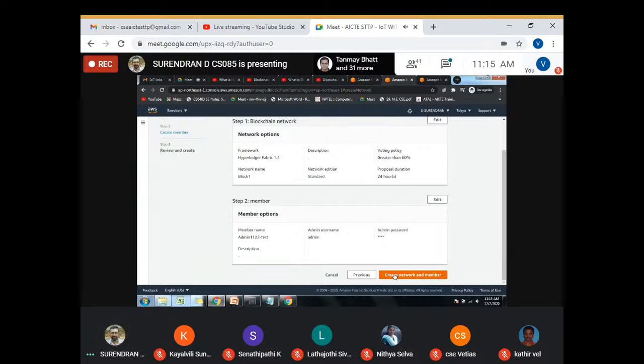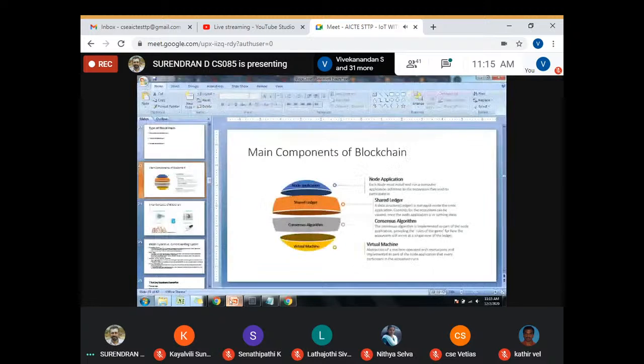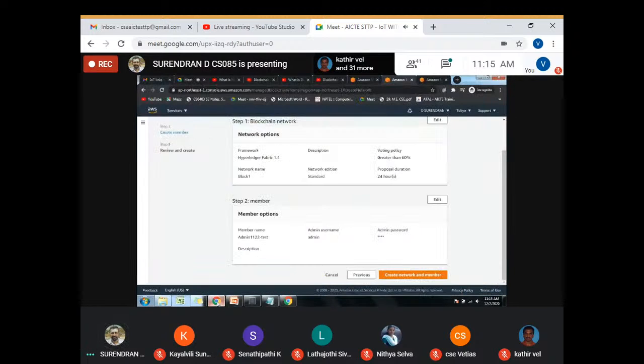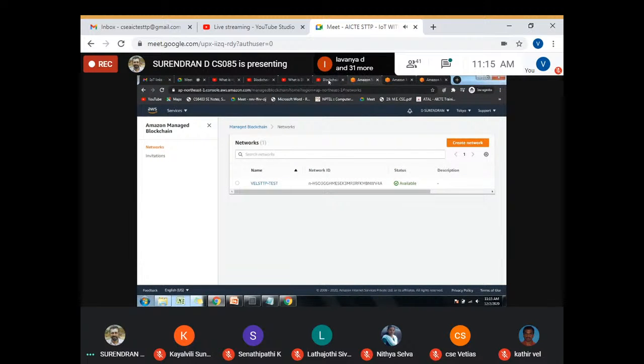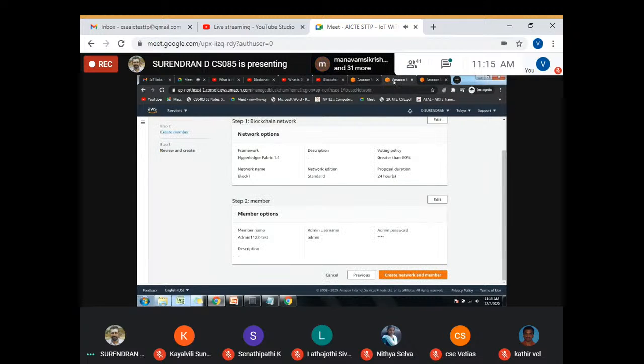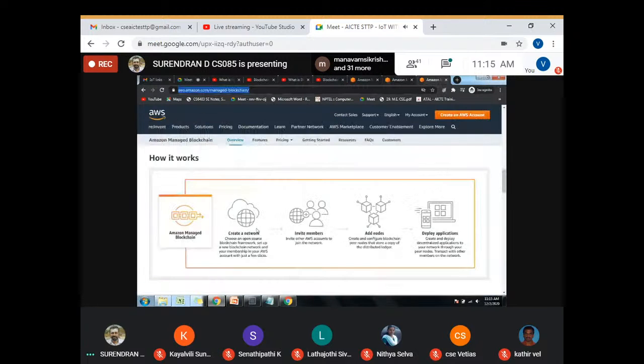If I give this particular step, then the virtual machine will create a network in it with this particular number and with this particular consensus algorithm. So here all these things are available, and the ledger and the nodes we need to create later, with the members. The members will have their own nodes as shown here. So the next thing will be you can invite the members, and every member will have their own nodes, right?